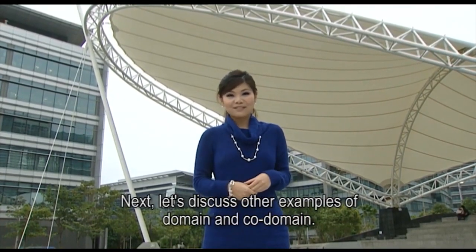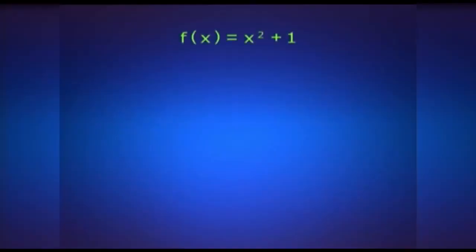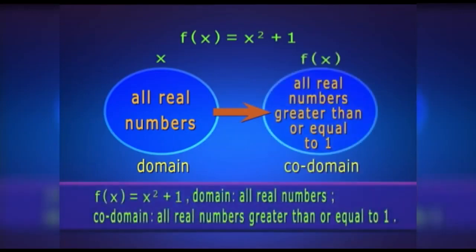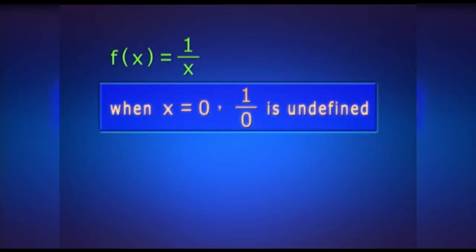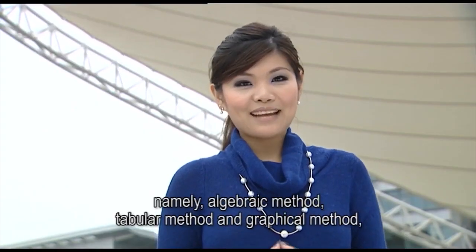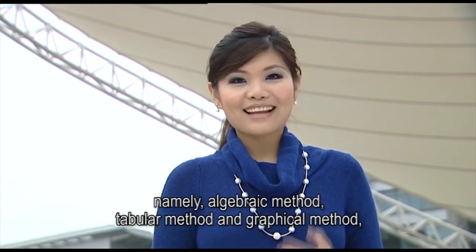Next, let's discuss other examples of domain and codomain. There is a function f(x) is equal to x squared plus 1. Any real number can be chosen as x. Then the domain of this function contains all real numbers, while the codomain contains all real numbers greater than or equal to 1. In another example, f(x) is equal to 1 over x. The domain does not contain all real numbers, because when x is 0, 1 over 0 is not defined. In order to give meaning to this function, the domain contains all real numbers except 0, while the codomain contains all real numbers. There are 3 ways to represent a function, namely algebraic method, tabular method, and graphical method.